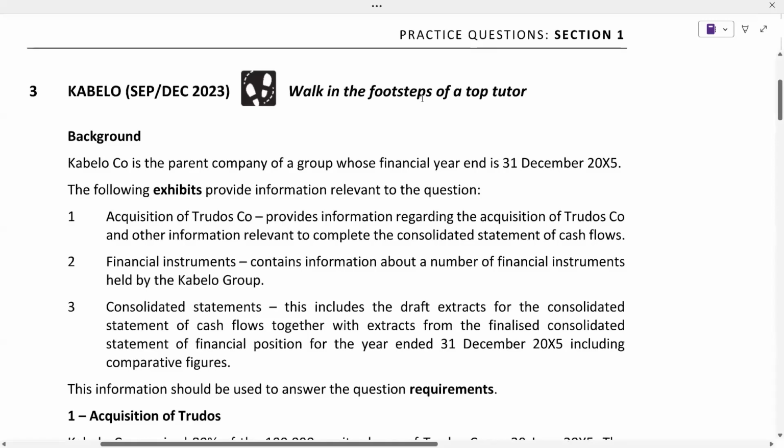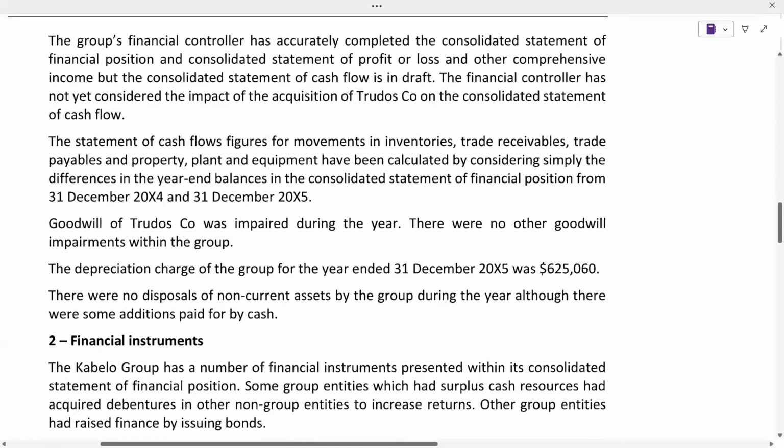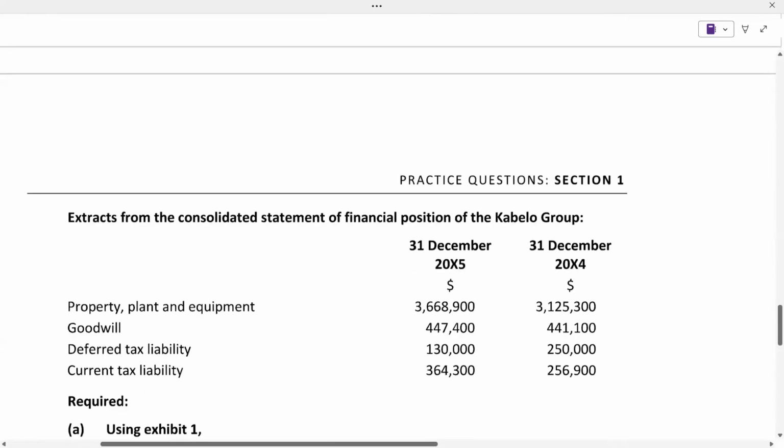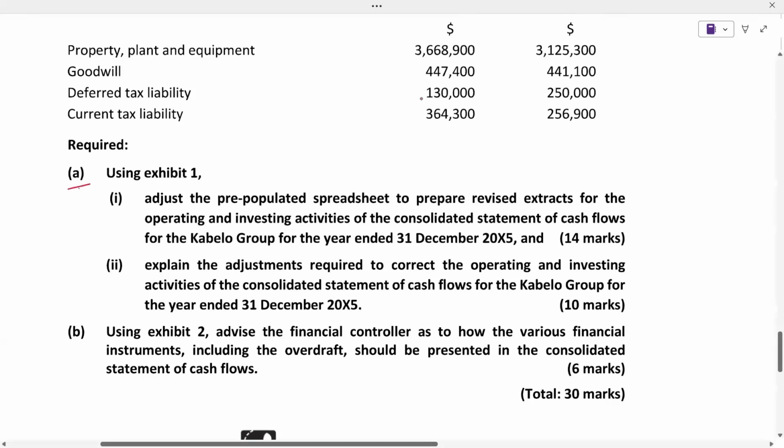The question name is Kabelo. It came in December 2023. Part A, adjust the pre-populated spreadsheet to prepare revised extracts for the operating and investing activities of the consolidated statement of cash flows for the Kabelo group for the year ended December X5, 14 marks.